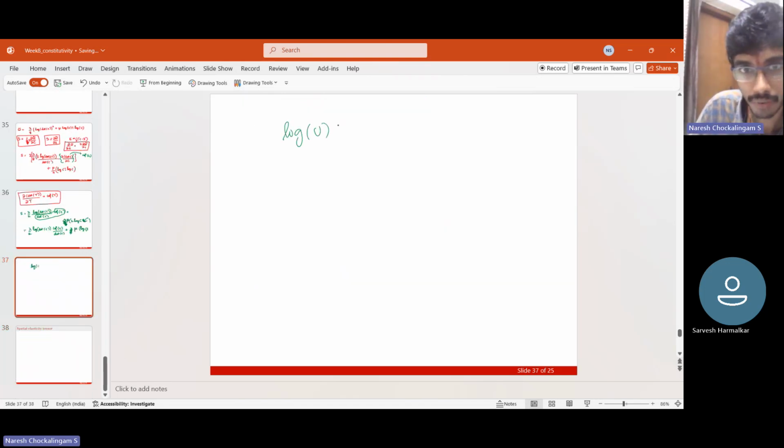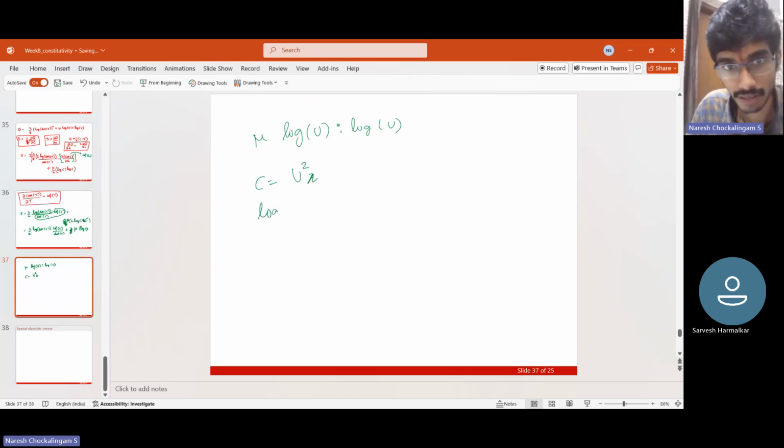We have log U inner product with log U. We have a mu times log U inner product with log U. And C is equal to U square, so log C is equal to 2 log U. So this second term is nothing but mu by 4 log C double dot with log C.